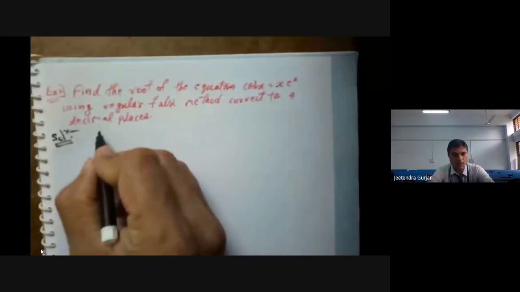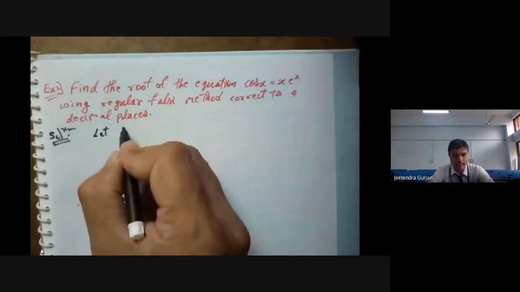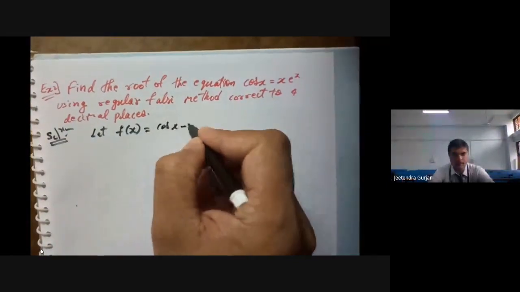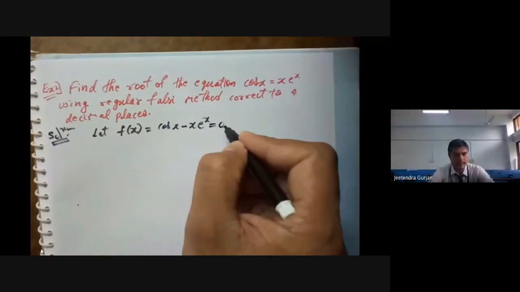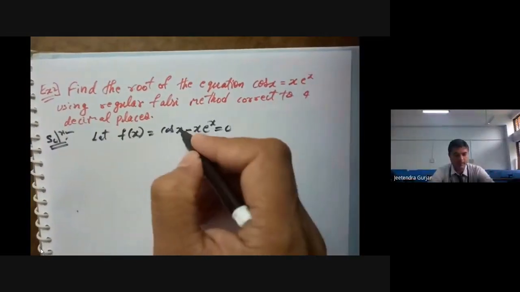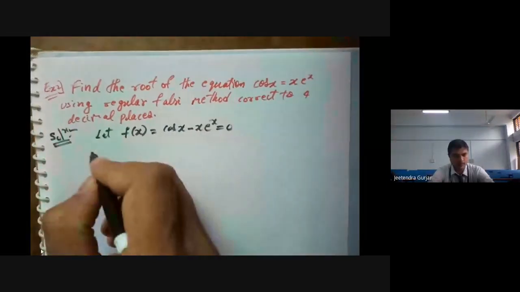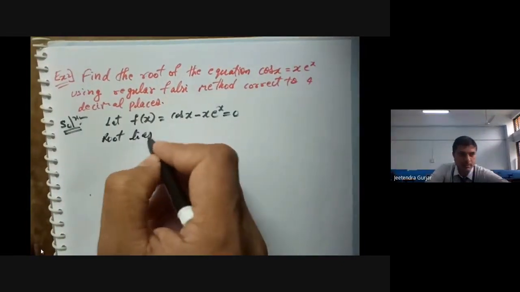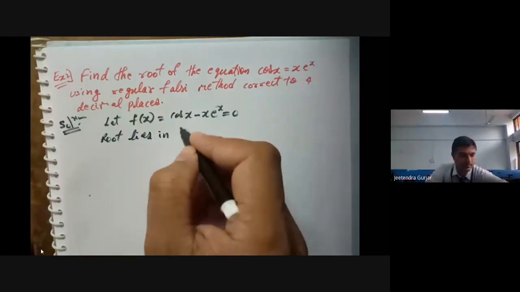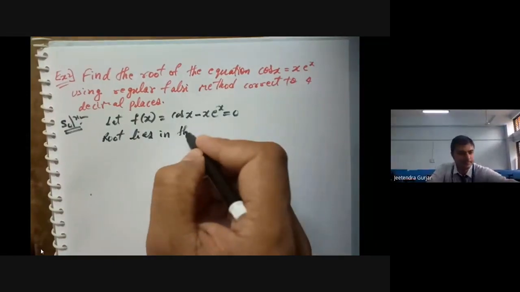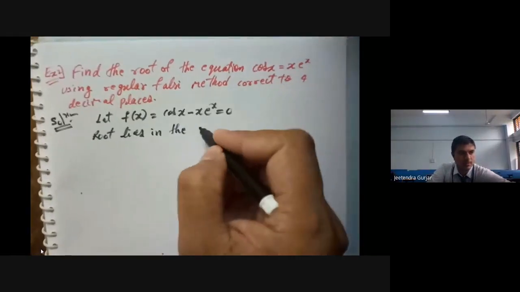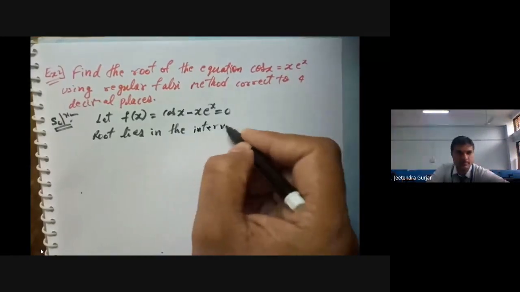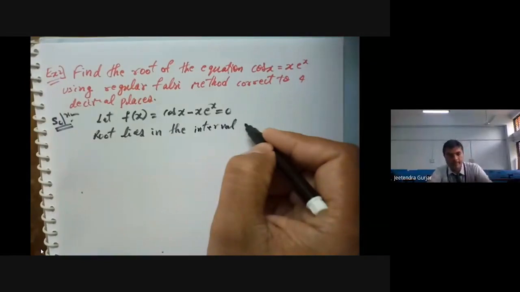Now, first in the solution, we'll start with: let f of x is equal to, already we have done this example. If you compare this example, we get f of x = cos x minus x e raised to x. We take the first initial as 0. I've written 0 here, don't get confused. But can you find the roots, students? Root lies in the interval. Can you find? Please try, students.